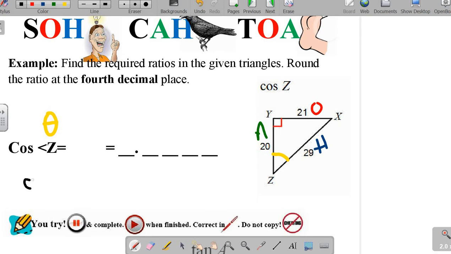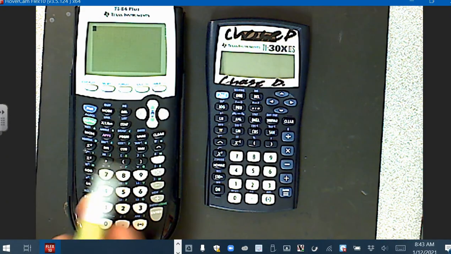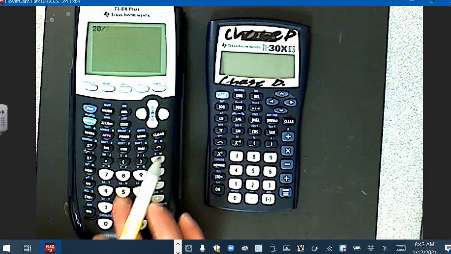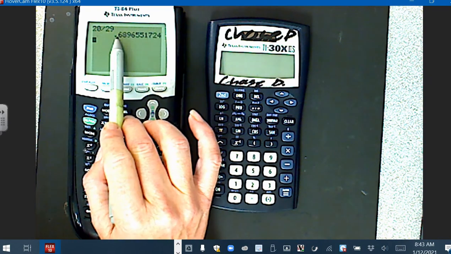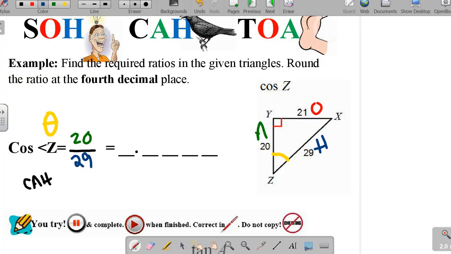Cosine is CAH. So it's going to be 20 over 29, because that's adjacent over hypo. So you come here to your calculator to find that ratio, and it's 20 divided by 29, and you take it to the 4th decimal place, 0.6897.